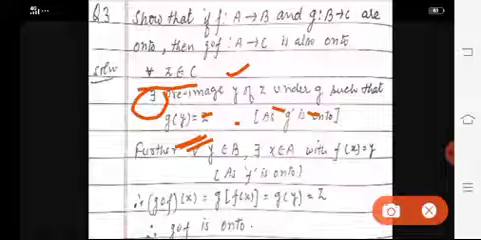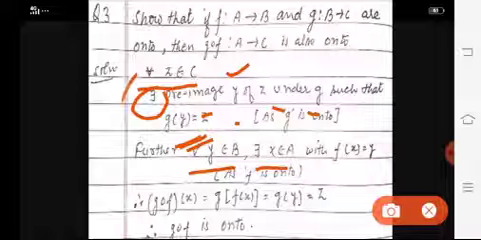I think you will be getting it now. Further, for every y belongs to B, there exists x belongs to A with f(x) equals y. Why? As told earlier in the previous case, f and g both are onto functions. It means that corresponding to every element of the set B, there will be a pre-image in set A, as f is also an onto function.